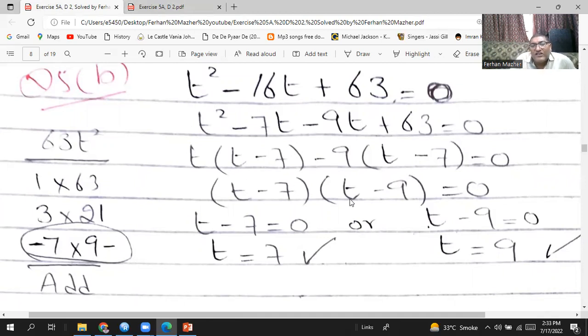From here, you are left with the t in the other bracket, and from here, you are left with the minus 9 in the other bracket. So these two brackets are multiplying with each other. Their answer is 0. So either the first bracket is 0, or the second bracket is 0.